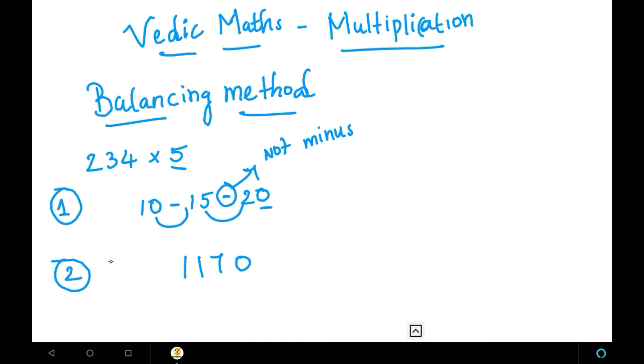So the answer we get for multiplying 234 into 5 is 1170. So this is our answer.